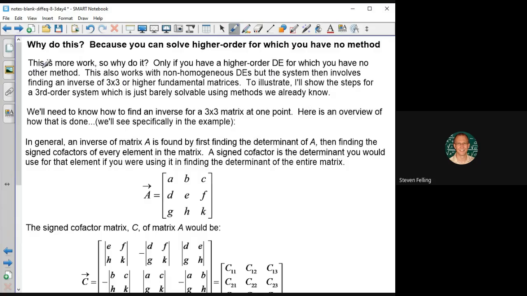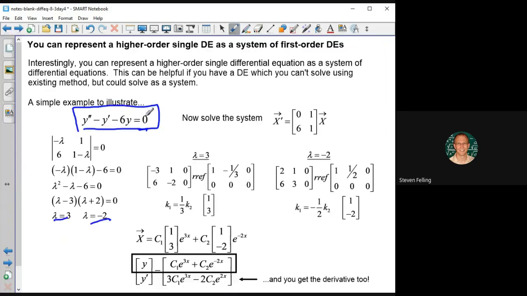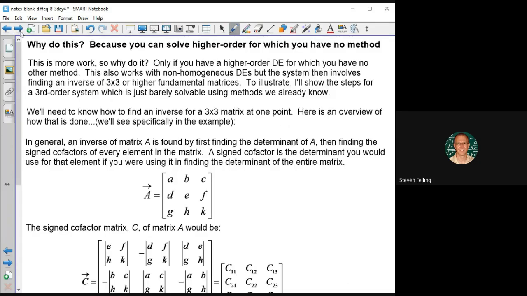I showed you an example here that was homogeneous, that has 0 on the right-hand side, but you can do this with non-homogeneous systems too, including ones that are very difficult to solve with the other methods. All right.